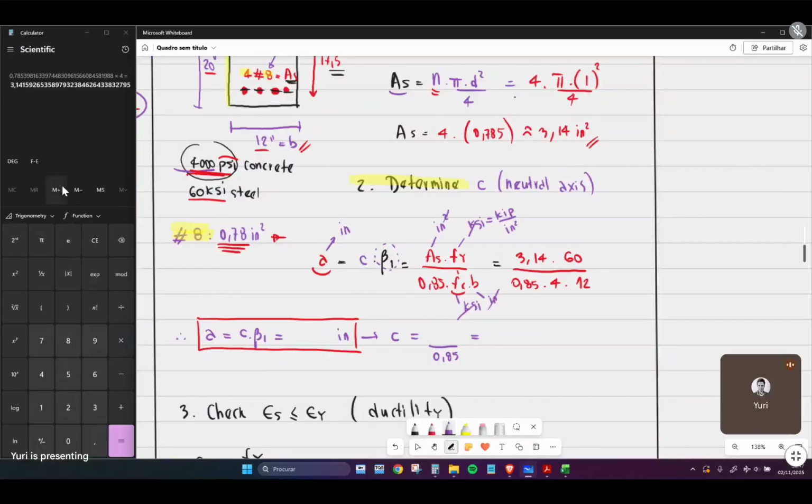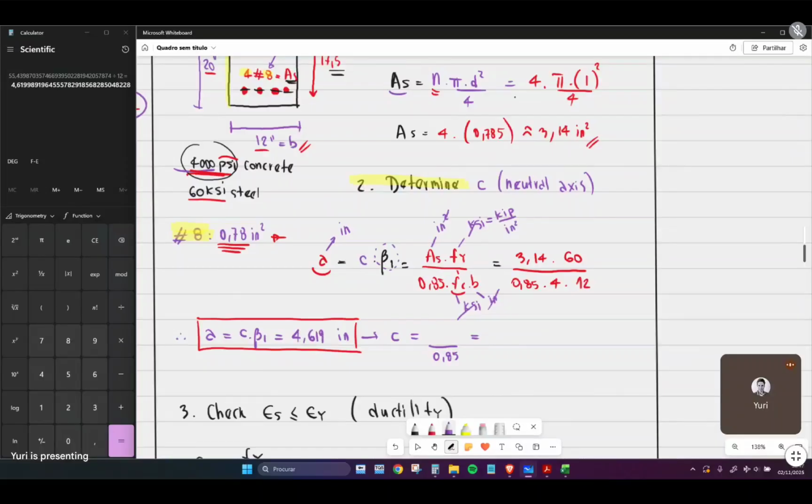Let's divide here. So we have 3.14. Let's multiply times 60. Then divide by 0.85. Then divide by 4. And divide by 12. This equals 4.19.